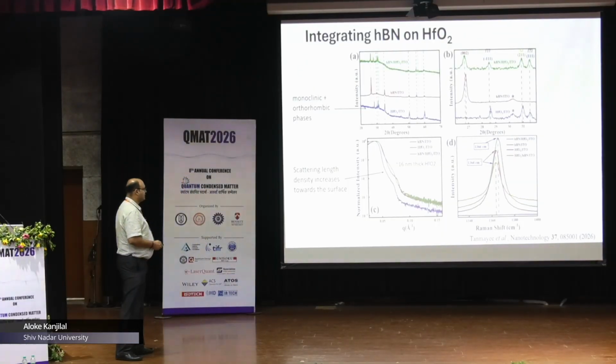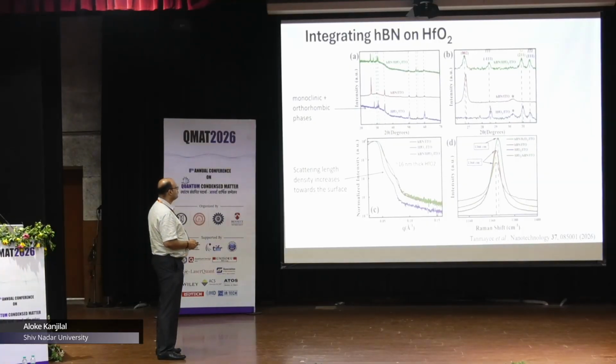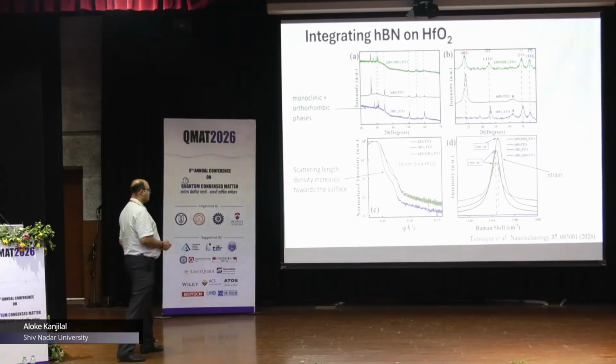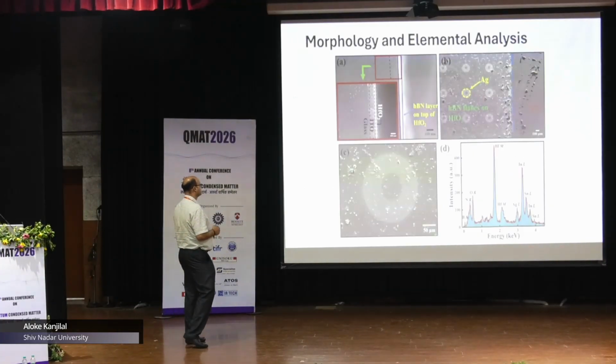Further, we did the Raman study of the same sample. What you can see is that whenever we put this HBN on hafnium oxide, there is a shift, and that shift confirms that there is a strain. This strain is also observed in the case of XRD. You can see that this HBN 002 peak has shifted when grown on top of the hafnium oxide layer. That means some strain develops by growing onto the hafnium oxide layer.